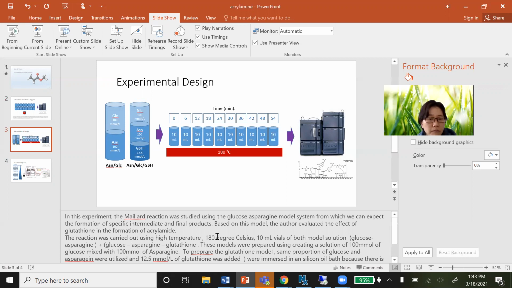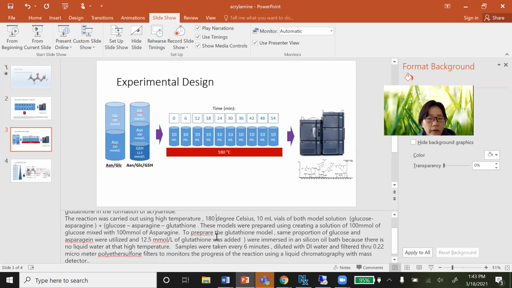These models were prepared by creating a solution of 100 millimoles of glucose mixed with 100 millimoles of asparagine. To prepare the glutathione model, the same proportion of glucose and asparagine was used, but 12.5 millimoles per liter of glutathione was added. They were then immersed in a silicone oil bath because no liquid water can sustain a temperature as high as 180°C. Samples were taken every 6 minutes for 60 minutes.